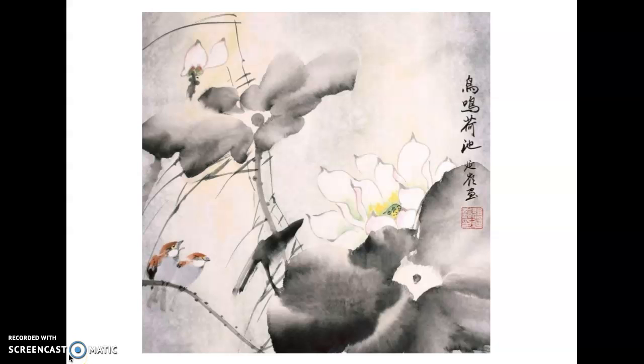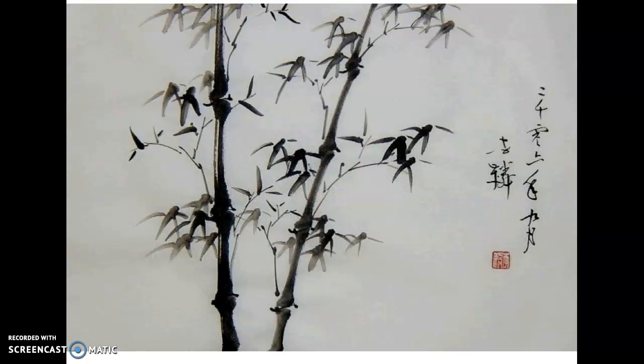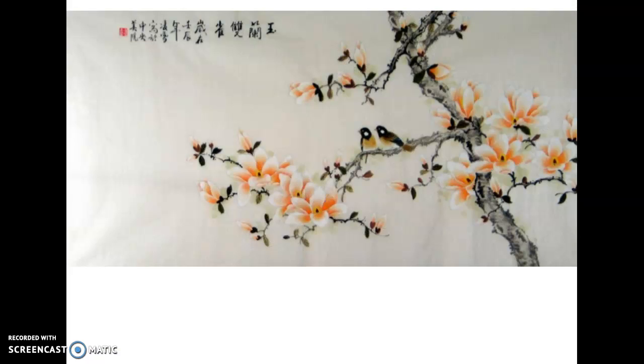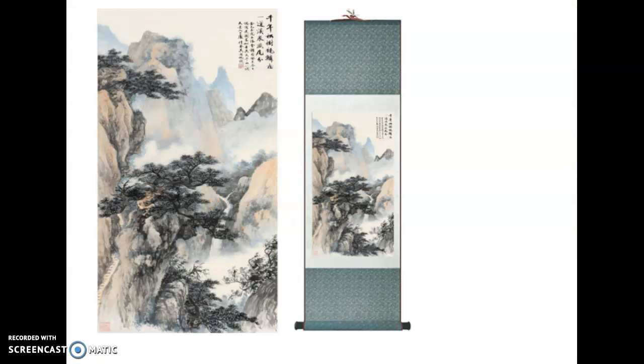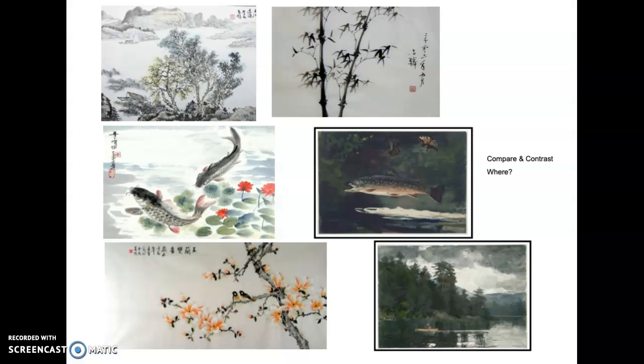We are going to start today's lesson by looking at some paintings. Well, we're going to be working on the Minnesota benchmarks of I can compare and contrast artwork made in different places and times. And I can use art vocabulary to talk about how art looks different throughout the world and history.